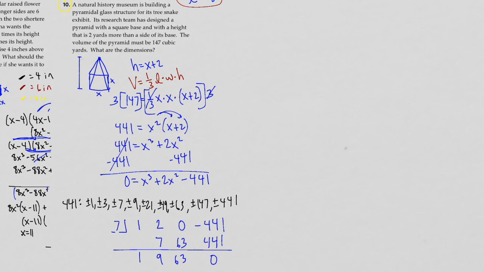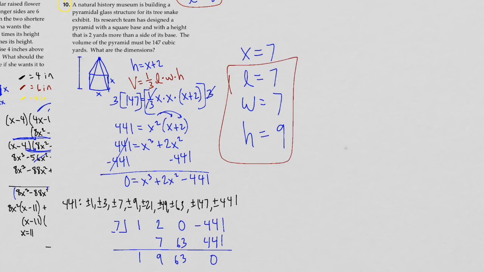That is our answer, guys. That is the answer for the side of the base, okay? Because our other answers are going to be either imaginary or negative and they're not going to make any sense. In all of these real-world problems, you're always only going to find one that makes sense, which is x equals 7 in this case. That is the side. So the length and the width are both 7. The height is 7 plus 2, which is 9. That's it. It's our final answer.